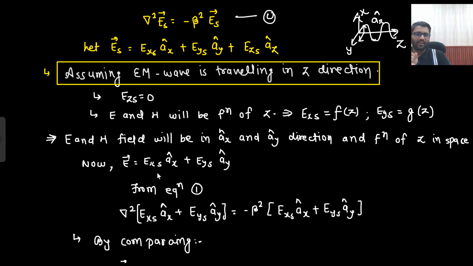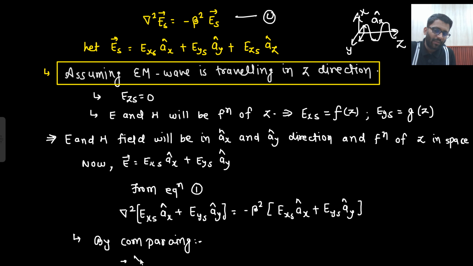So electric field can be written as EXS AX cap plus EYS AY cap. So from equation 1 what I am getting, del square EXS AX cap plus del square EYS AY cap is equal to minus beta square times EXS AX cap plus EYS AY cap. Basically the phasor representation of electric field has been reduced because this has gone to 0. So I am just putting these values, del square this.